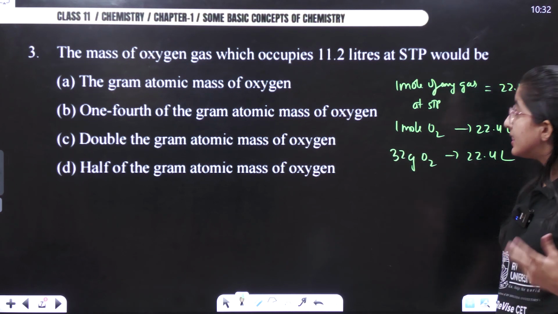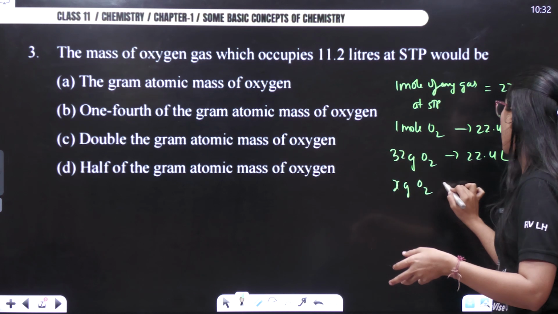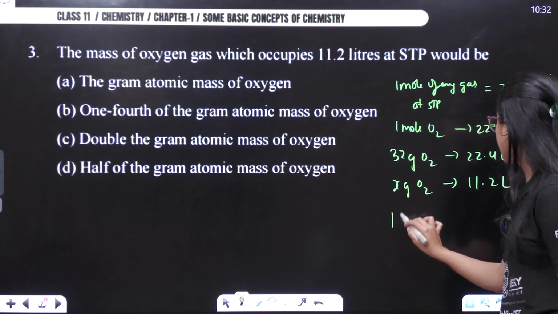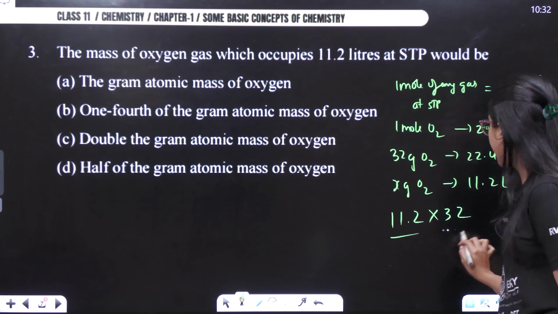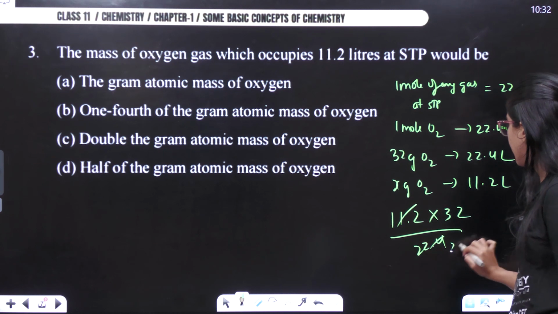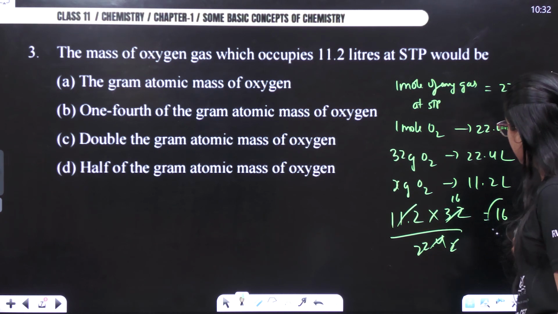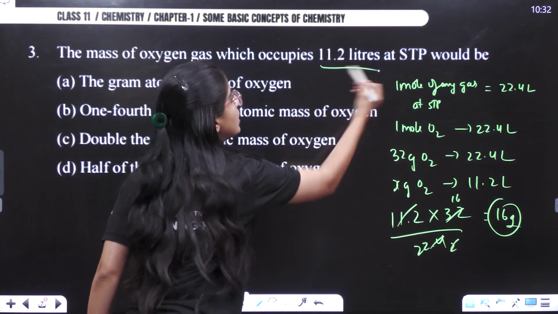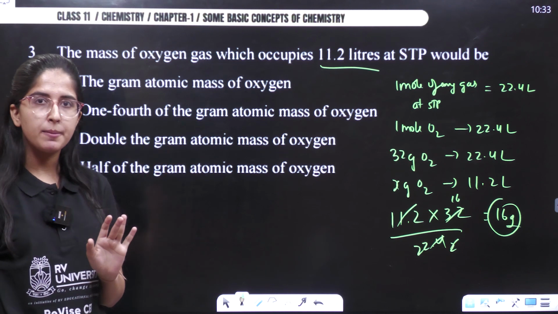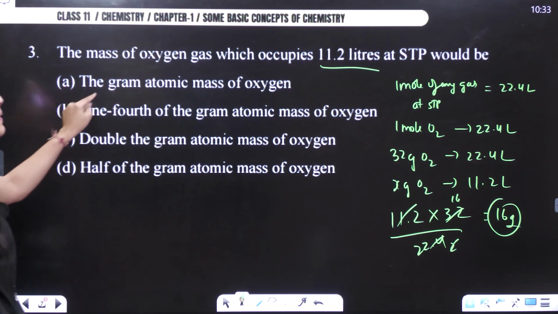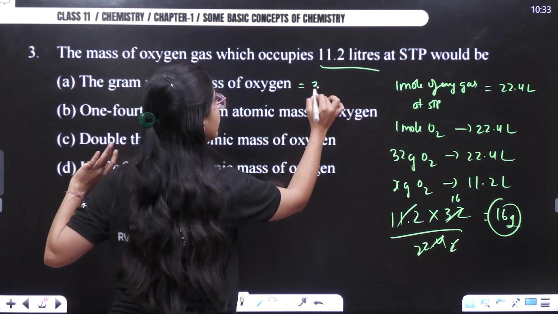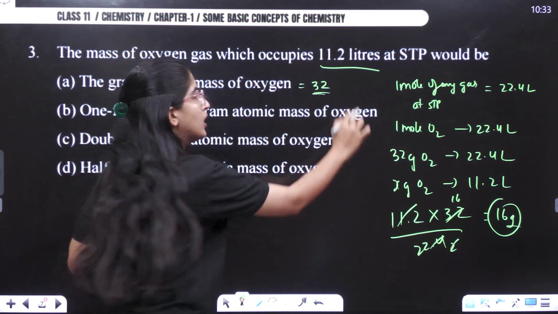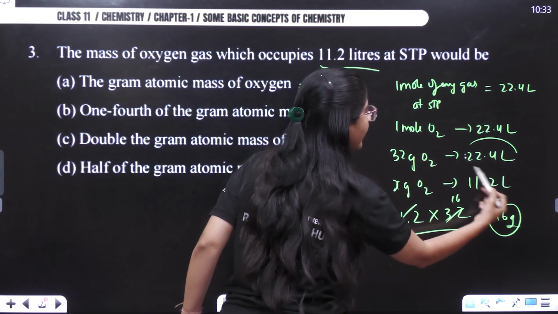Then how many grams of oxygen will occupy 11.2 liters of volume? It will be 11.2 into 32 divided by 22.4, that is 16. 16 grams of oxygen will occupy 11.2 liters of oxygen at STP. Now the options given here: the gram atomic mass of oxygen, which is equal to 32. It is saying that 32 grams of oxygen will occupy 11.2 liters. No, 32 grams of oxygen will occupy 22.4 liters.